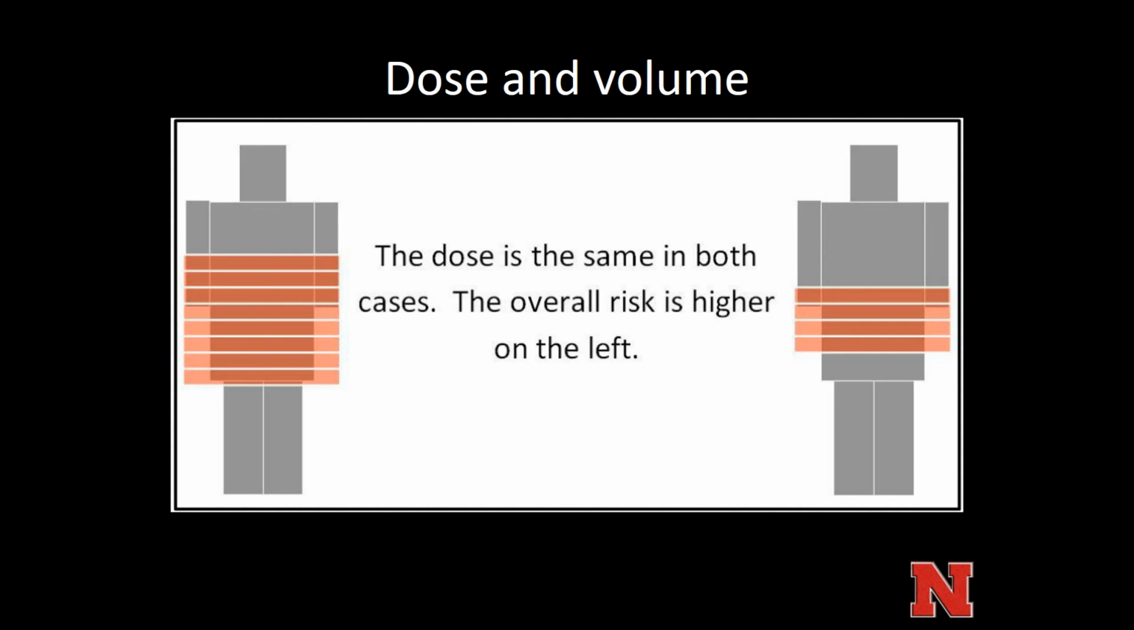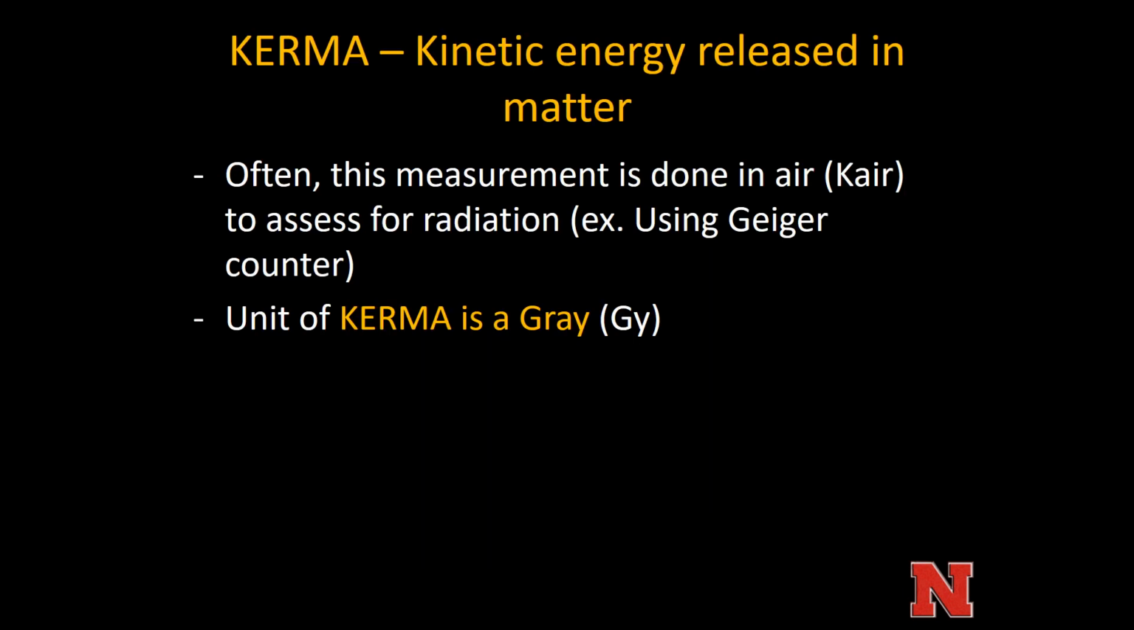In addition to that, some tissues are much more radiosensitive than others. So a dose could be the same. The overall amount of tissue could be the same, but the given tissue type could be different and someone could have a higher risk. So in essence, it's very complex.